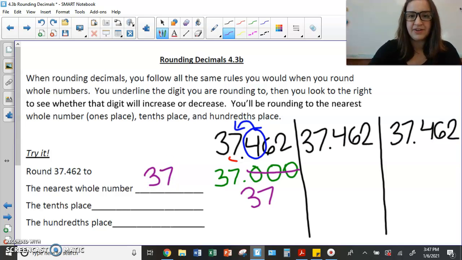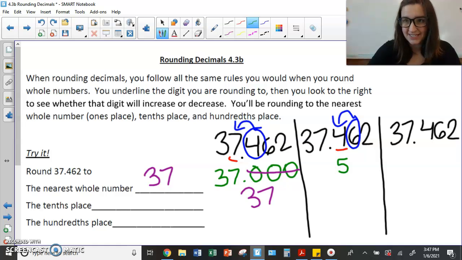If I am then rounding it to the tenths place, I'm going to underline the tenths. I'm going to circle the 6, which is the digit to the right. And this 6 is going to tell my 4 to go up. It's going to go up to a 5. It's going to increase 1. Everything to the left stays the same, including the decimal point. That's very important that that doesn't disappear or run off and go hide somewhere. You have to keep the decimal point there, okay?